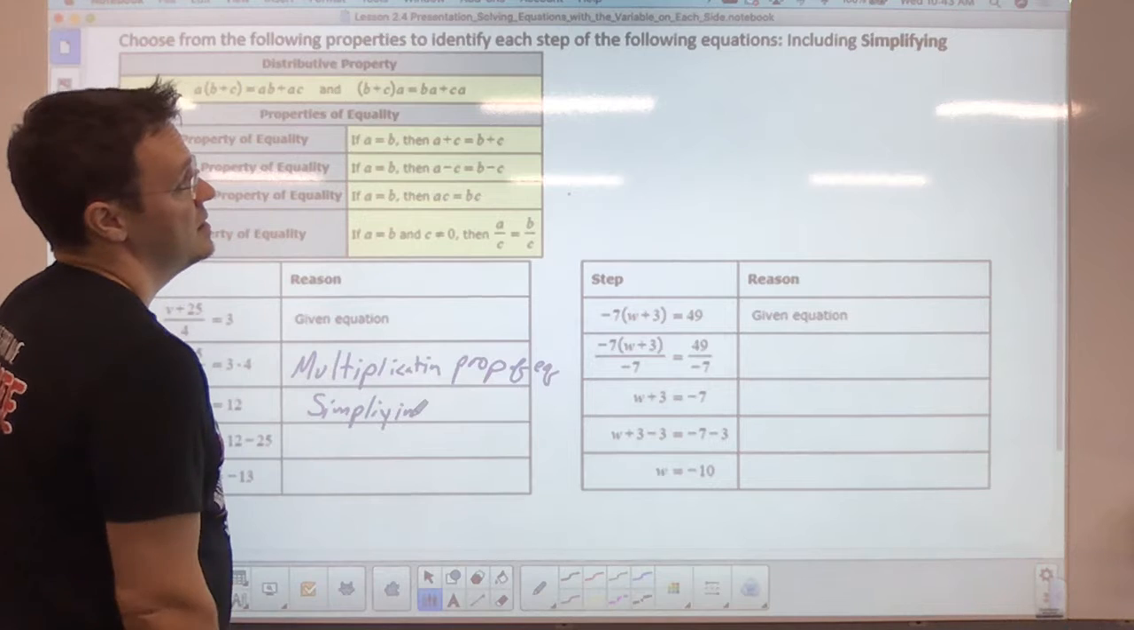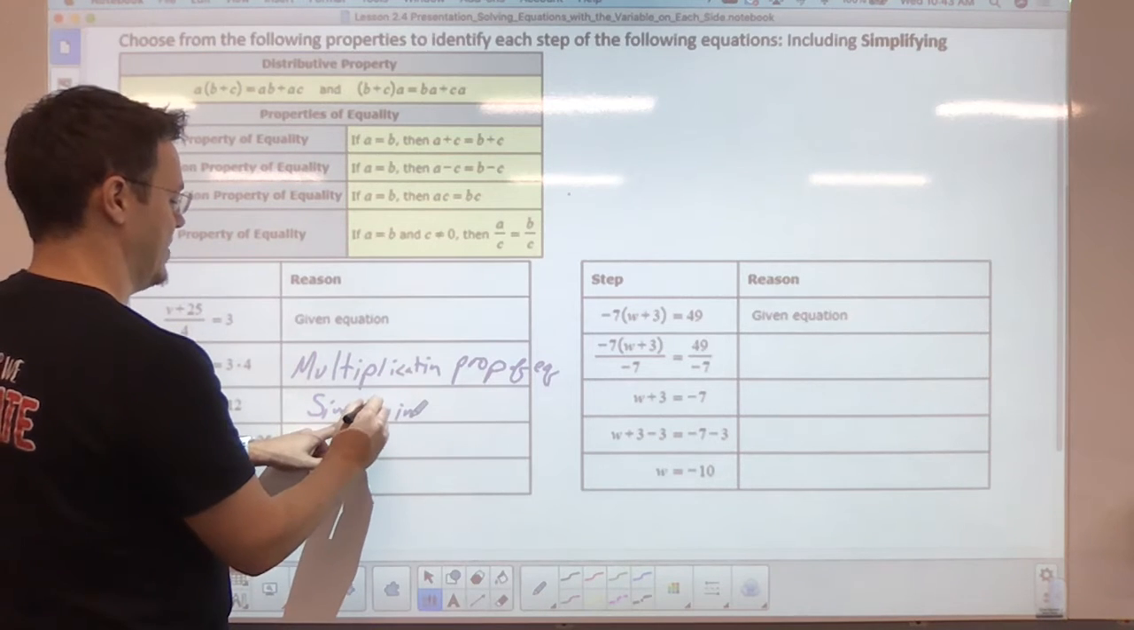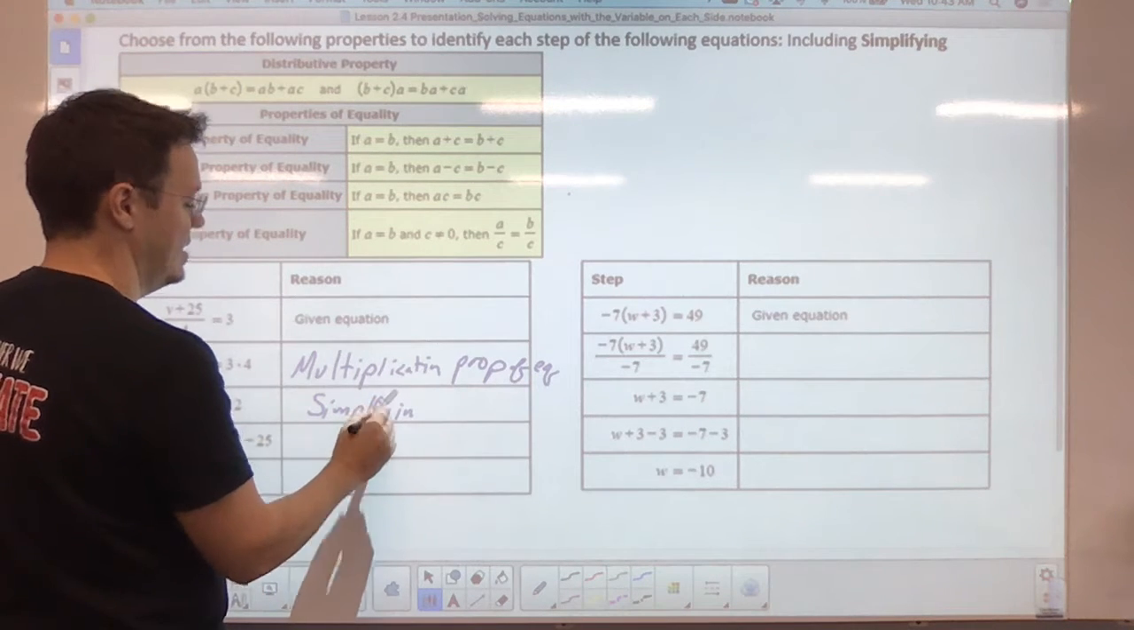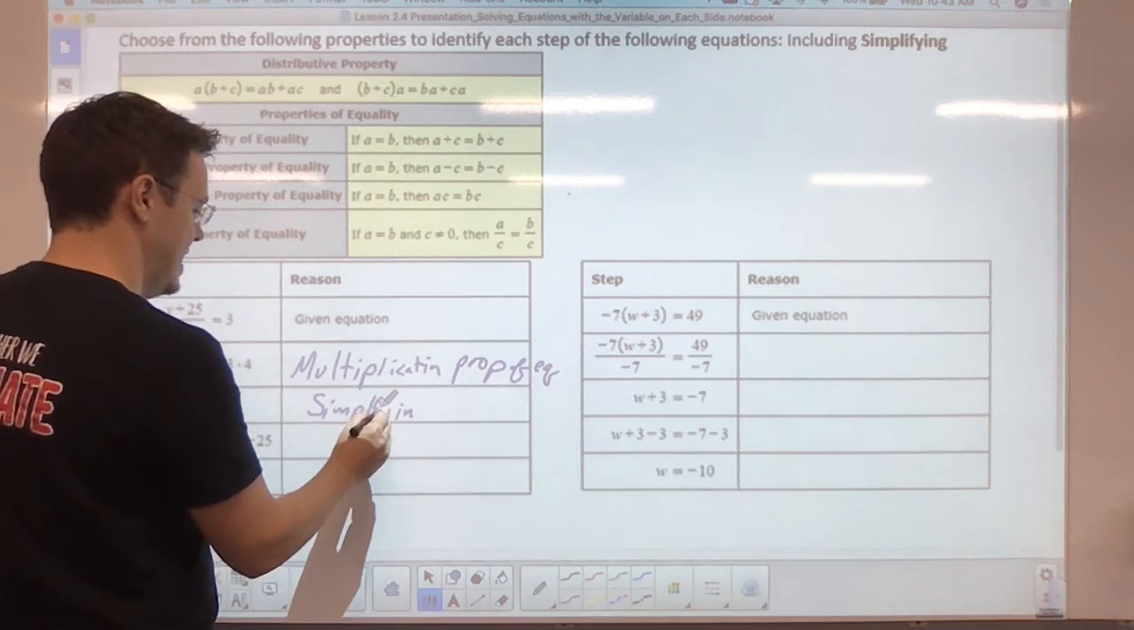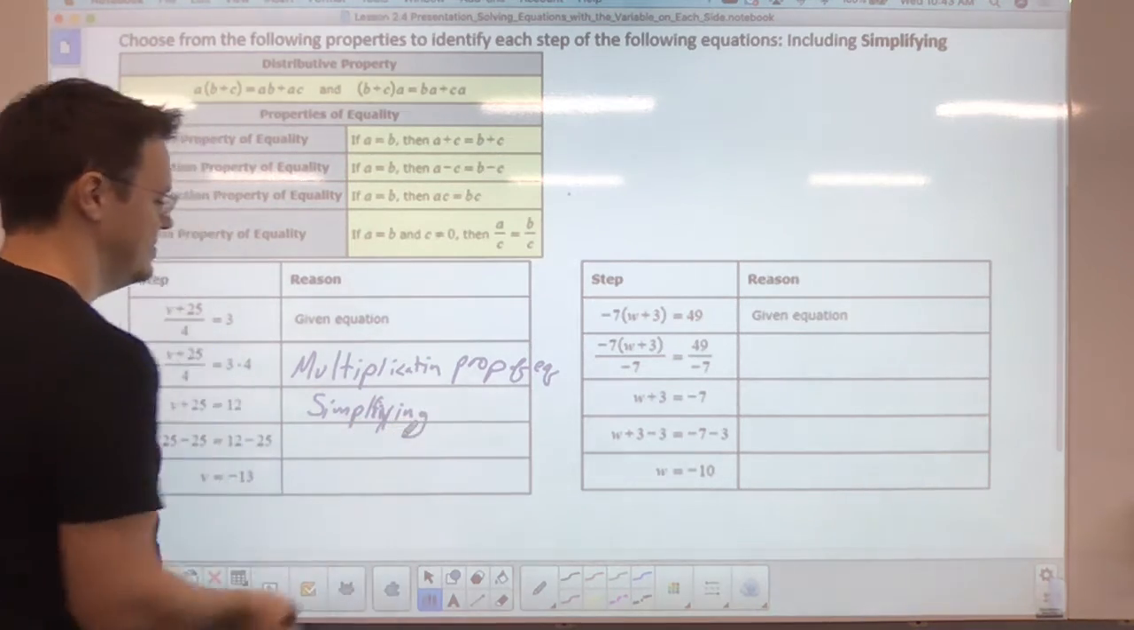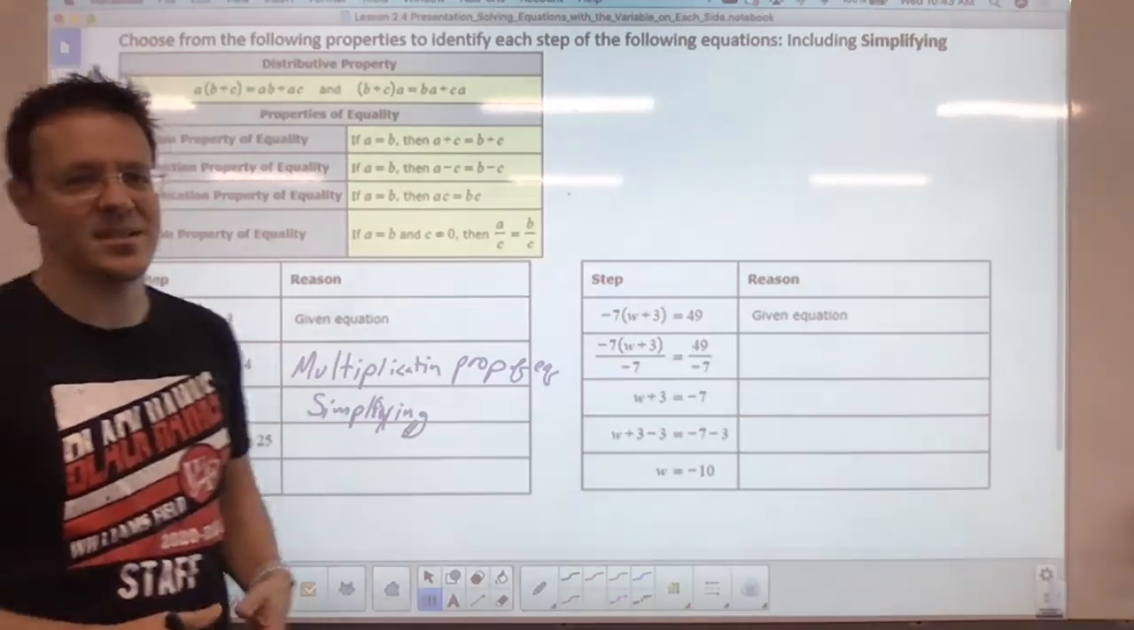And I think I forgot the P. Simplifying. Bad spelling, I understand that. That's why I don't teach English.